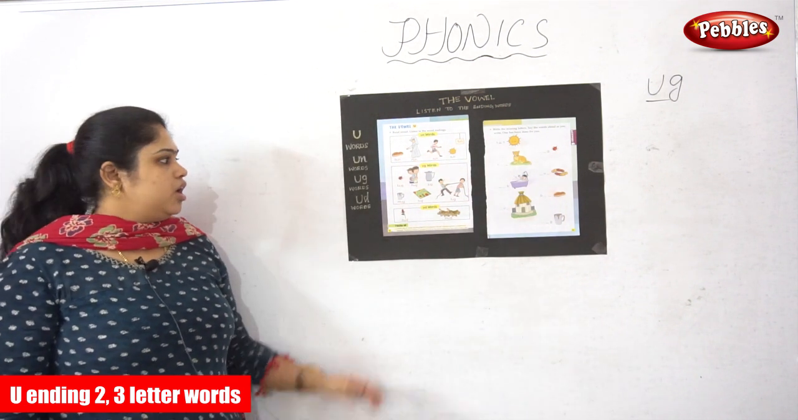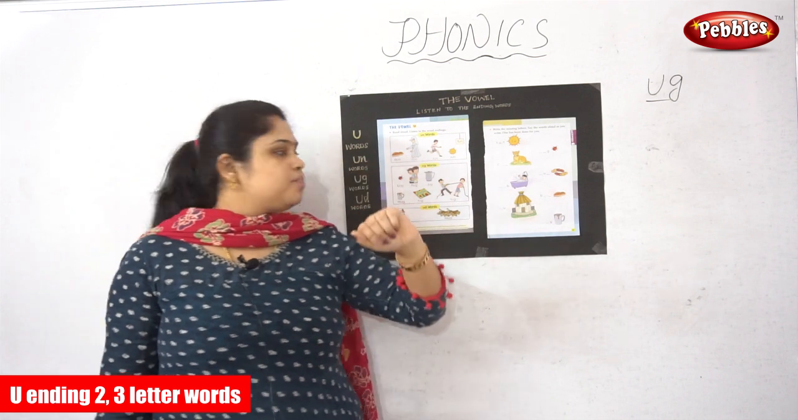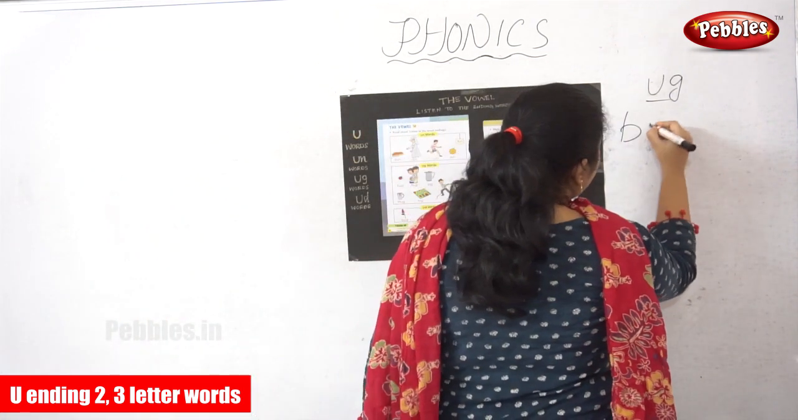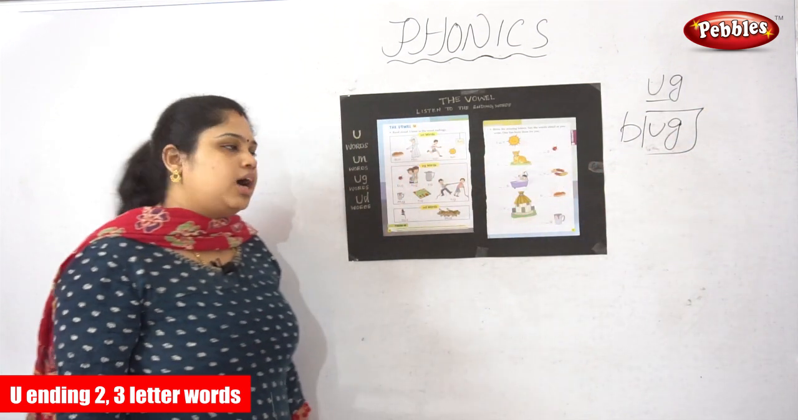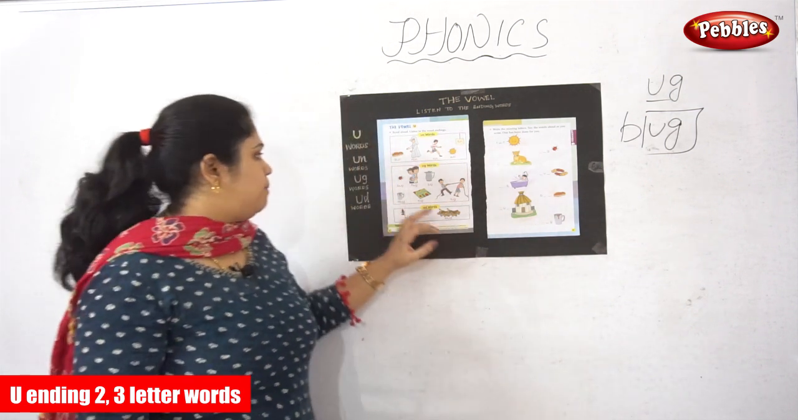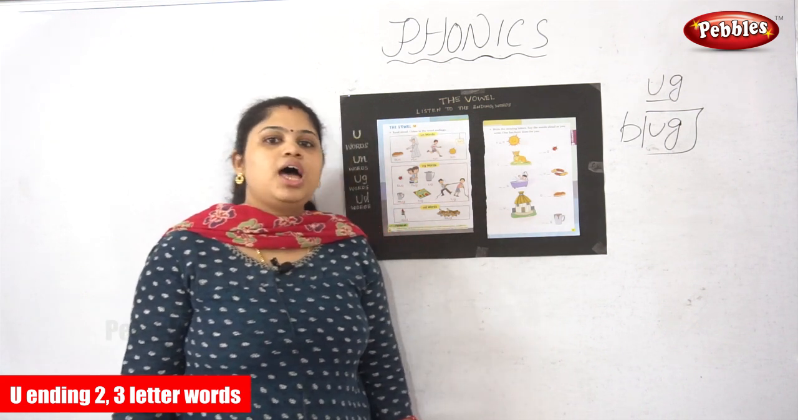UG sounds ug. So the first word, of course, starts with B. B-U-G. UG sounds ug. So B sounds b: bug. Bug means it's an insect, isn't it?